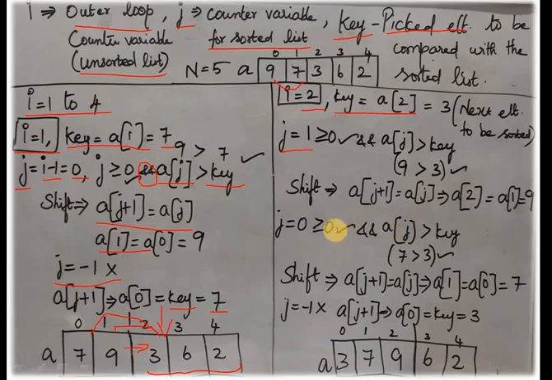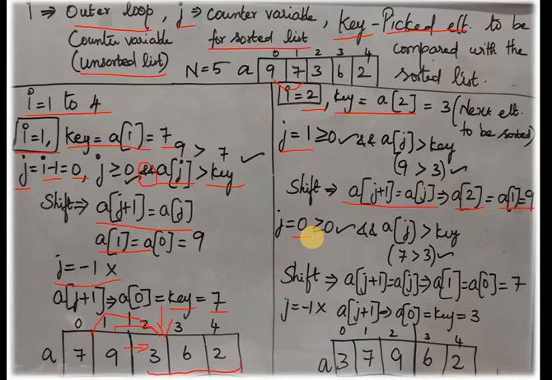Okay, so a of j plus 1 is equal to a of j. Now the j value is 1. A of 2 is equal to a of 1 is equal to 9. Okay, so the 9 is shifted to the next position. So from the jth position to the j plus 1th position we are shifting. Then you have to decrement the j loop. Why are we decrementing? We are going to check the next element in the sorted list, the previous element. Okay, so j is equal to 0.